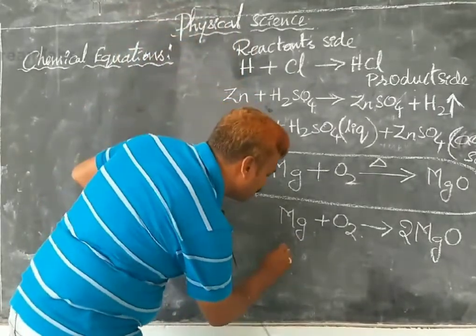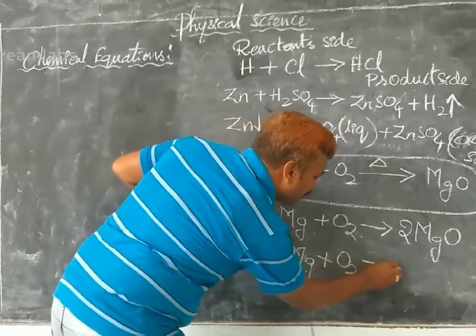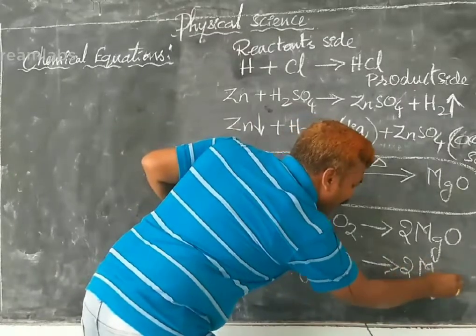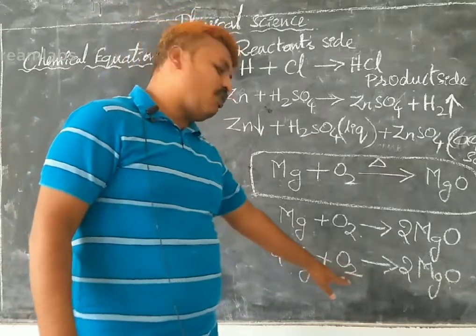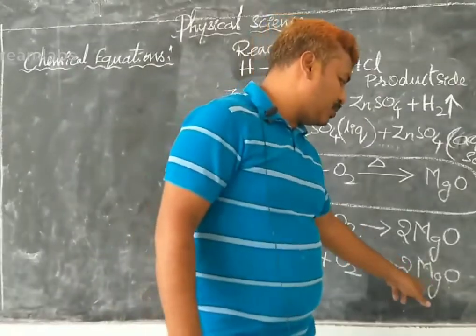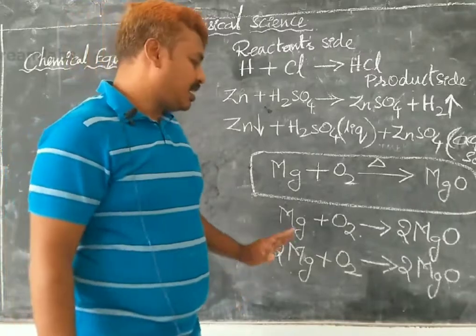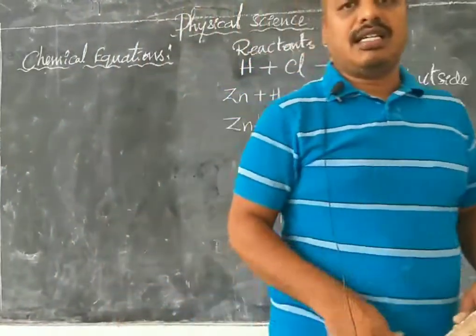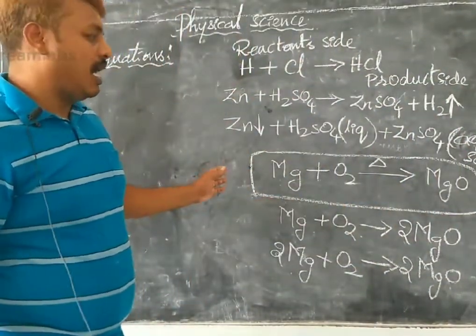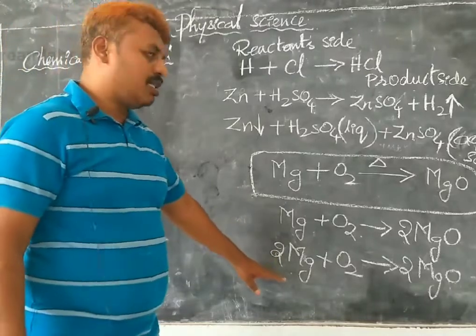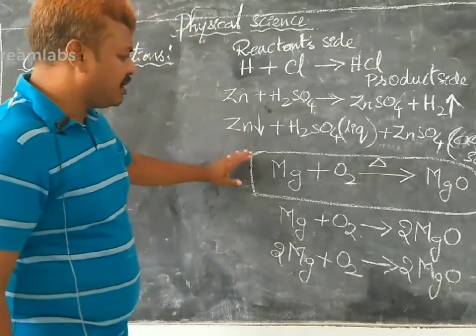So what I will do, I will put 2 in front of magnesium again, plus O2 gives rise to 2 MgO. Now in this equation, 2 magnesium atoms, 2 oxygen atoms, totally 4 atoms are there, and you have 2 magnesium, 2 oxygen, 4 atoms on the other side also. Now this equation is balanced. I think you understand. If you don't understand, you can put a message so that I will explain once again. Can you all see these 3 steps? Please check with these 3 steps.